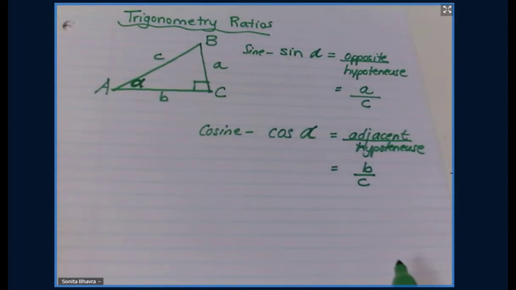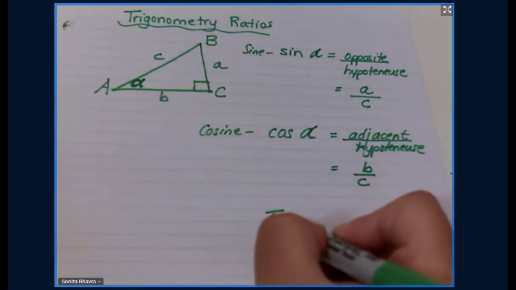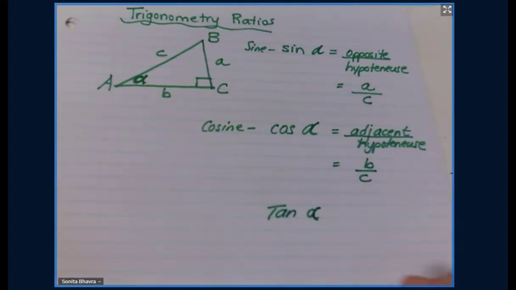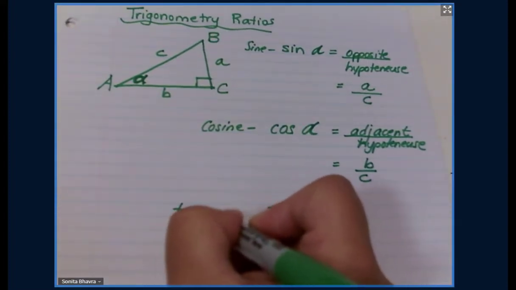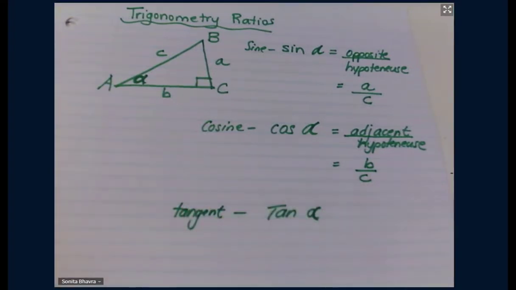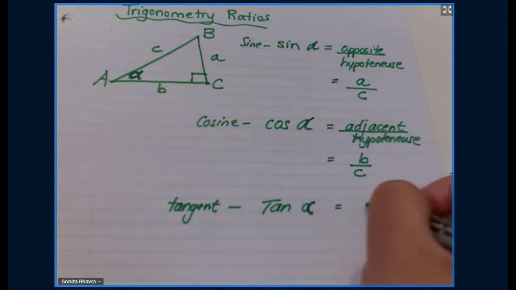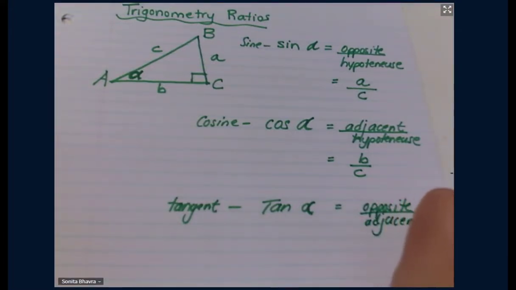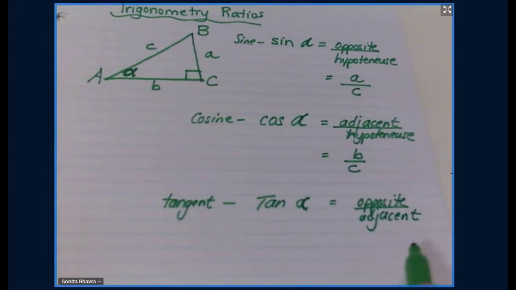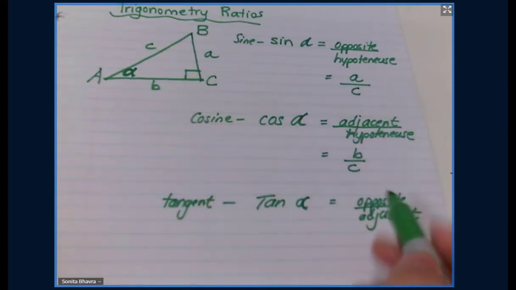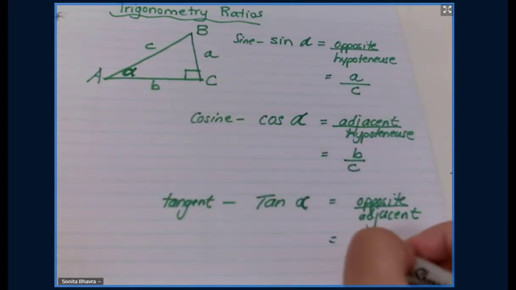And the last one is our tan ratio. So tan of that angle. Tan stands for tangent ratio. And this one, the ratio is the side opposite over adjacent. All right, so again, opposite was A, adjacent is B, so our ratio would be A over B.